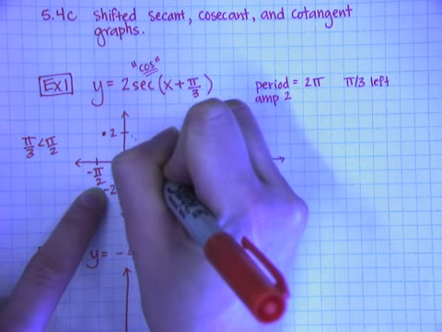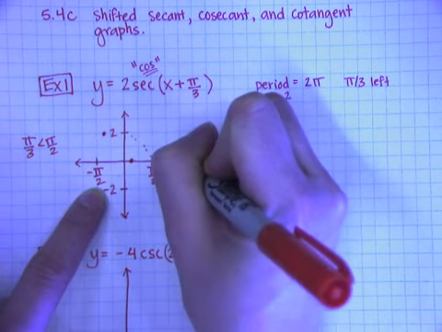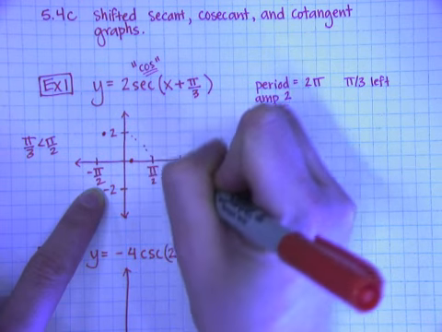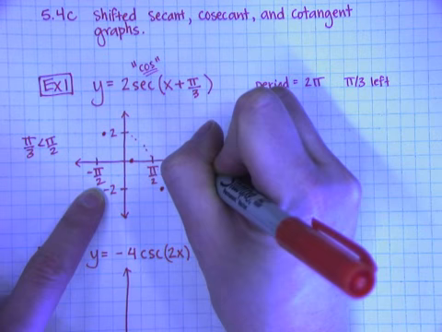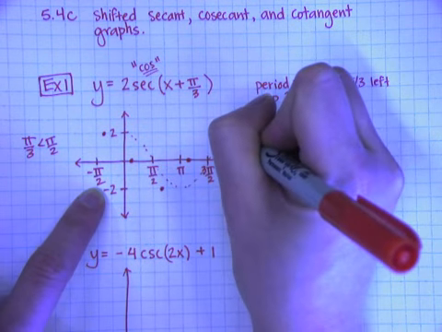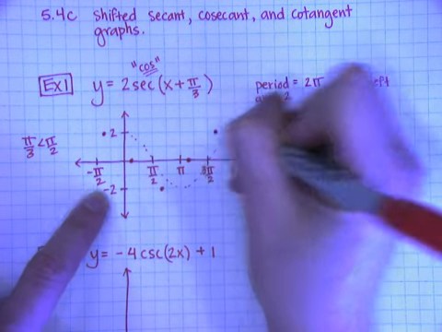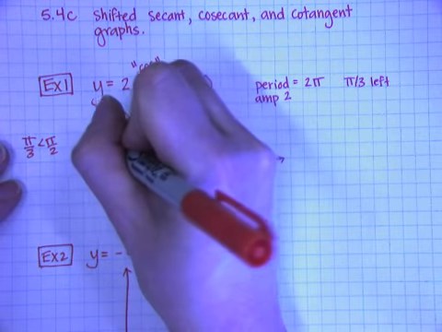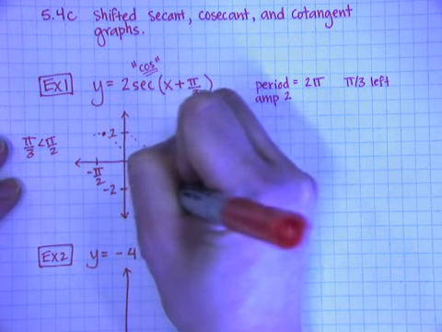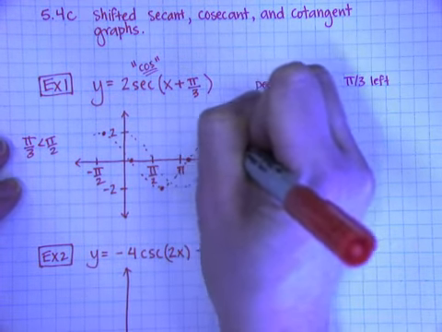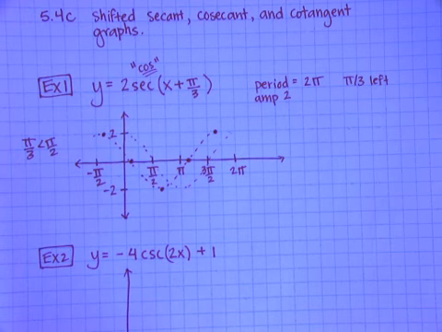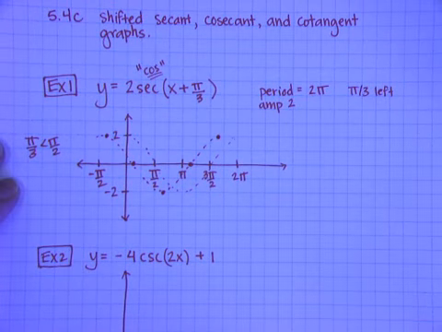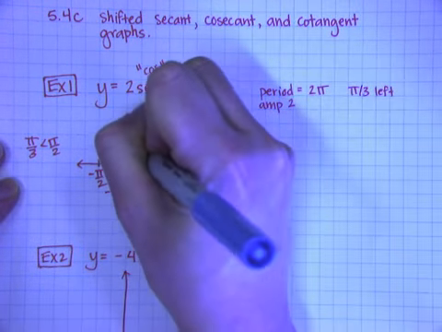This point gets shifted back about the same amount. This point gets shifted back. This one does also, and this one does too. So there's my shifted cosine curve. I have a lot of dotted lines on here, so I'm going to switch colors. Now my secant curve, which we talked about the other day, is going to have asymptotes wherever the cosine curve has zeros. So I'm going to get an asymptote here.